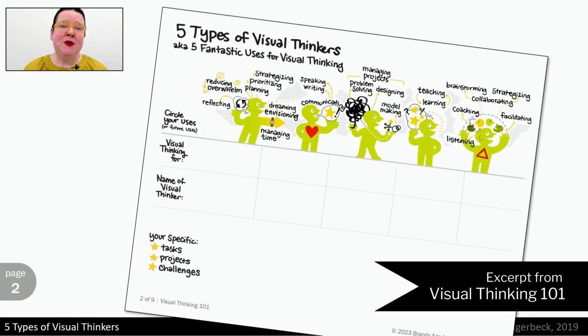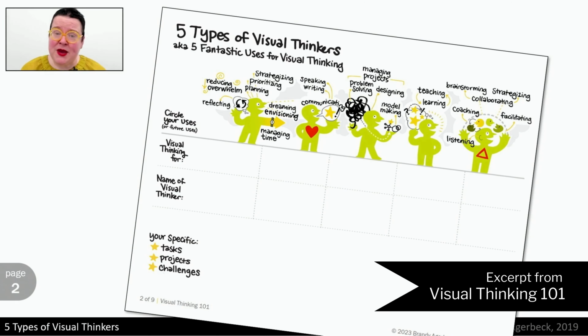On page 2 of the PDF, you see 5 versions of my everyman. His name is Aiko. And together we're going to introduce 5 types of visual thinkers, also known as 5 fantastic uses for visual thinking across your life. On the top third of the page, please circle any of these actions that you want to use your visual thinking skills towards. The middle 2 rows are labels that you will soon learn.